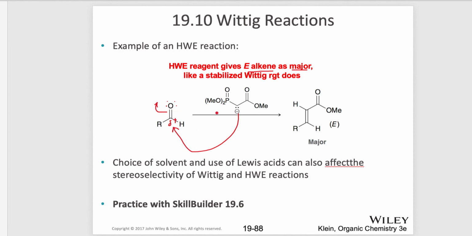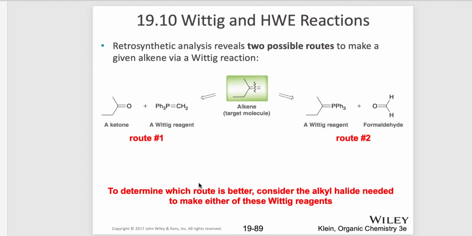So here's the special reagent. E is the major product, and depending on the solvent and use of Lewis acid, we can also affect the stereoselectivity for these 2 very specialized carbon nucleophiles in a Wittig and a Horner-Wadsworth-Emmons reaction. So now looking at the synthetic aspect, taking a big picture view, what does it give for our synthetic toolbox?